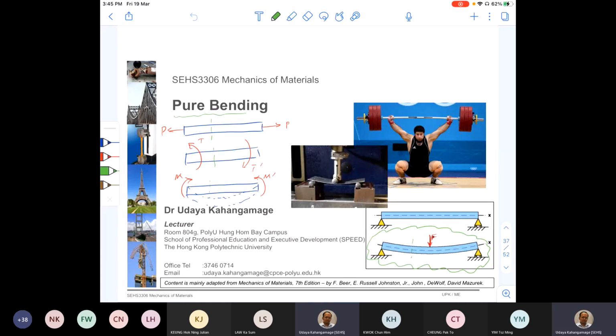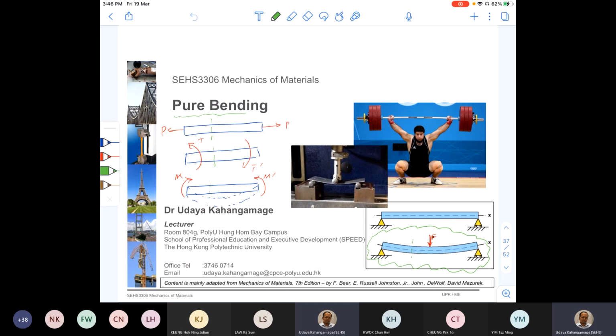Okay, so we are going to continue the same topic, pure bending, today first, and then I will start the new topic. Because last time we couldn't complete this section on pure bending. Just to refresh your memories, what you have learned last time.